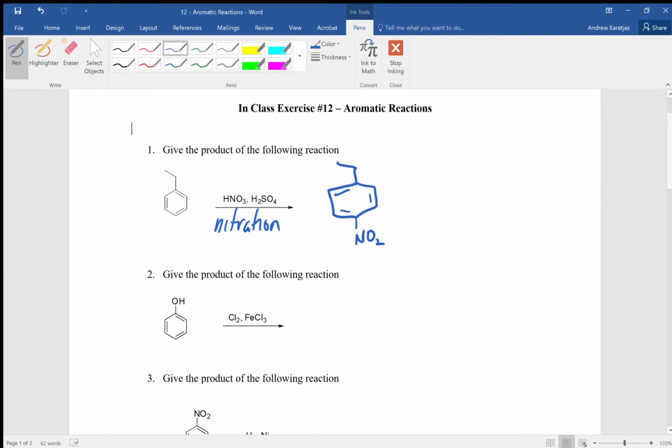In number 2, we have chlorine and iron chloride, and that's an example of a chlorination reaction, which is going to substitute one of our hydrogens with a chlorine.